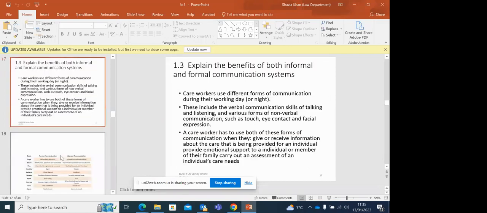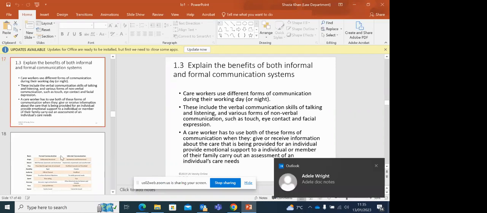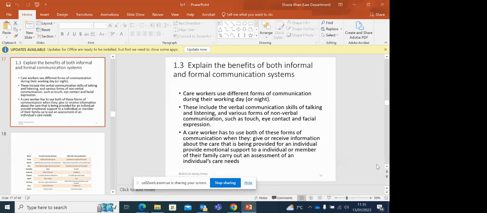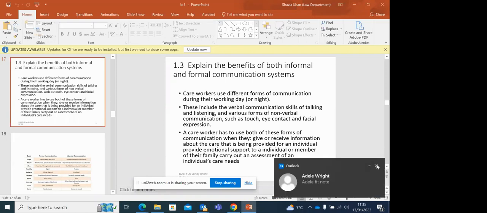So explain the benefits of both informal and formal communication. Care workers use different forms of communication during their working day or night. These include the verbal communication skills of talking and listening, as we mentioned earlier, the importance of it, and various forms of non-verbal communication, such as touch, eye contact, and facial expression. And why is facial expression so important? What does it identify?